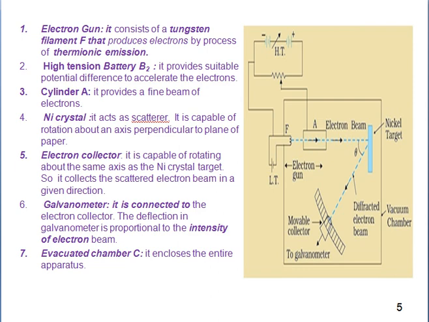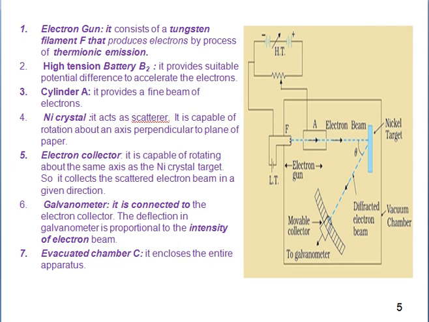First, the electron gun, which is F. In this experiment it consists of a tungsten filament, F, that produces electrons by the process of thermionic emission. So this electron gun emits the electrons.